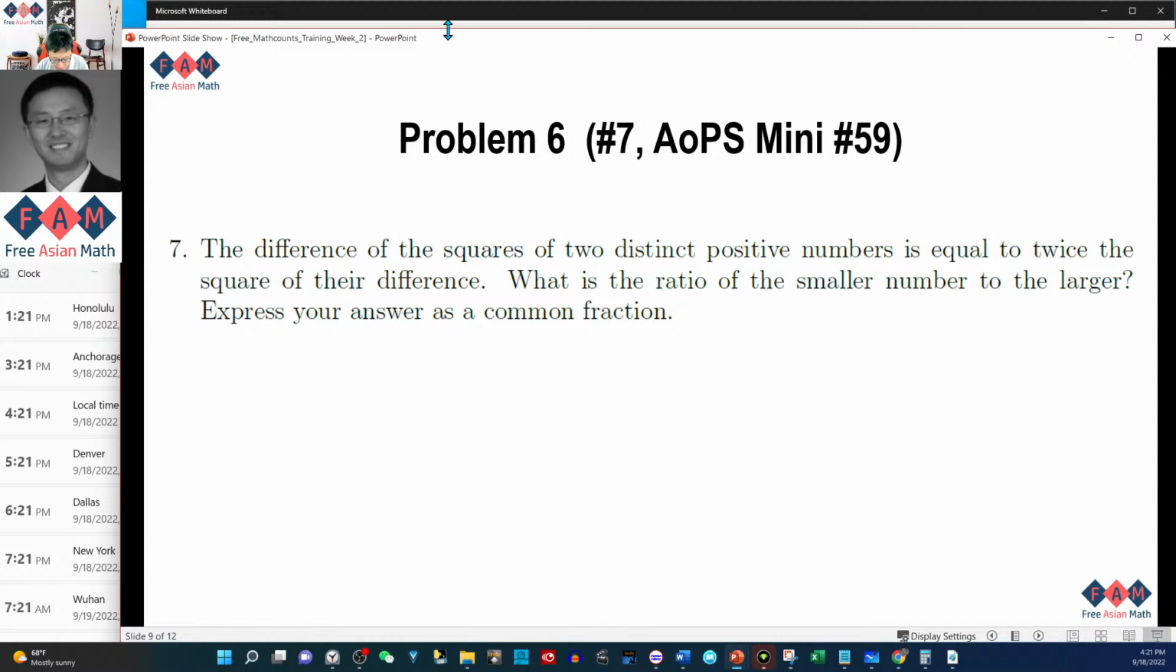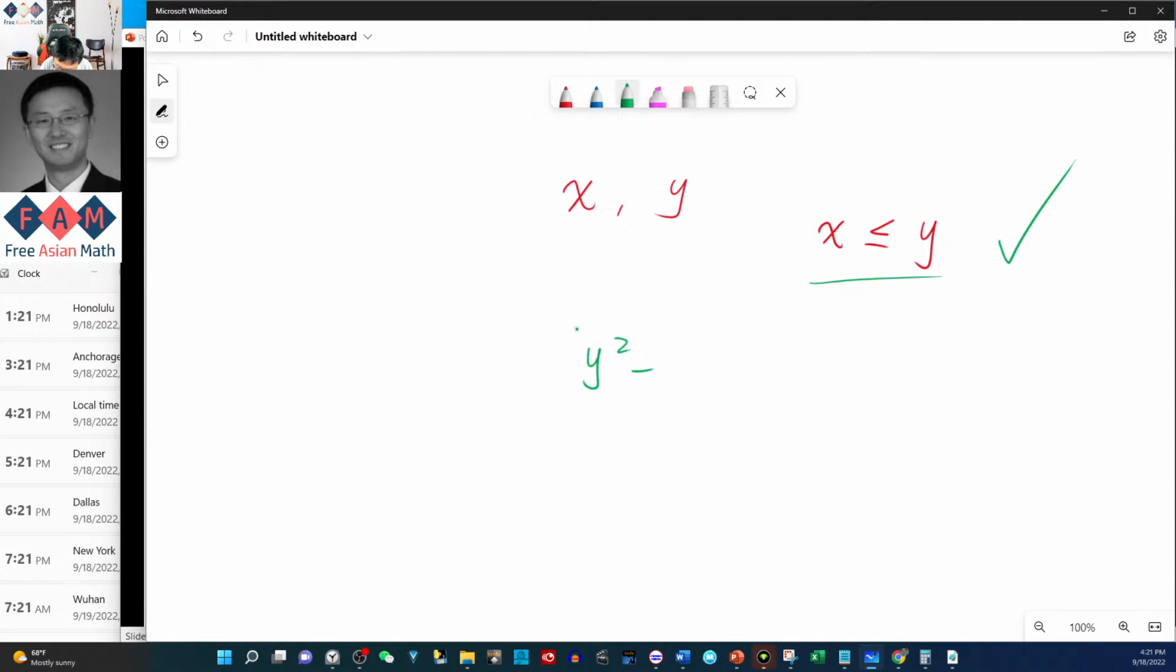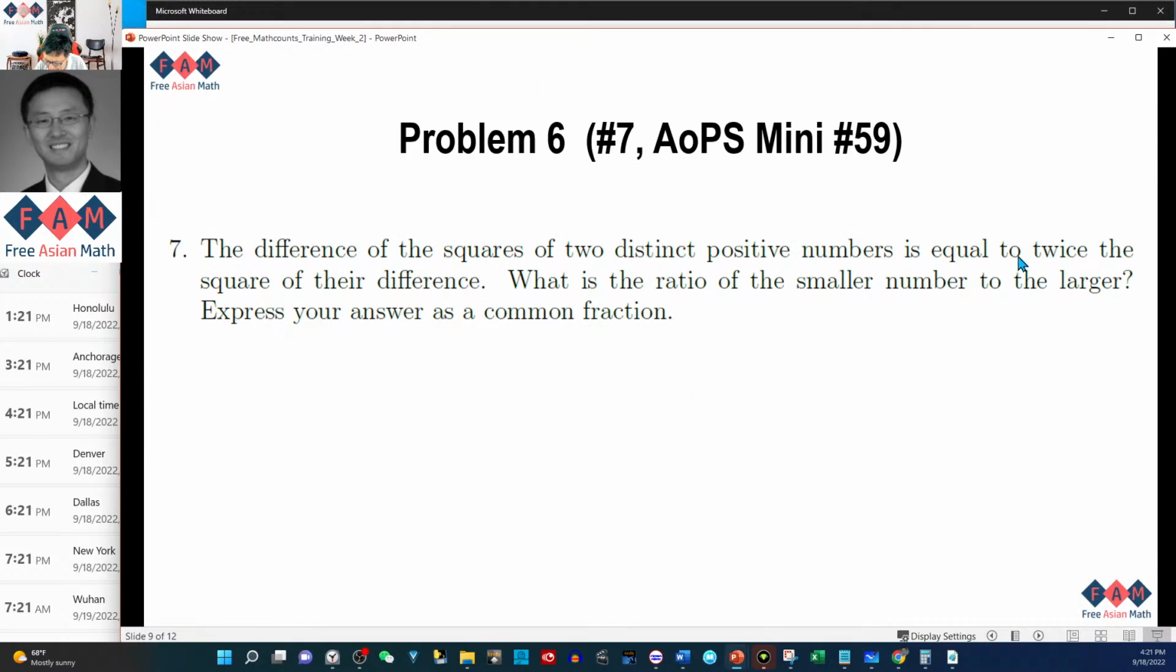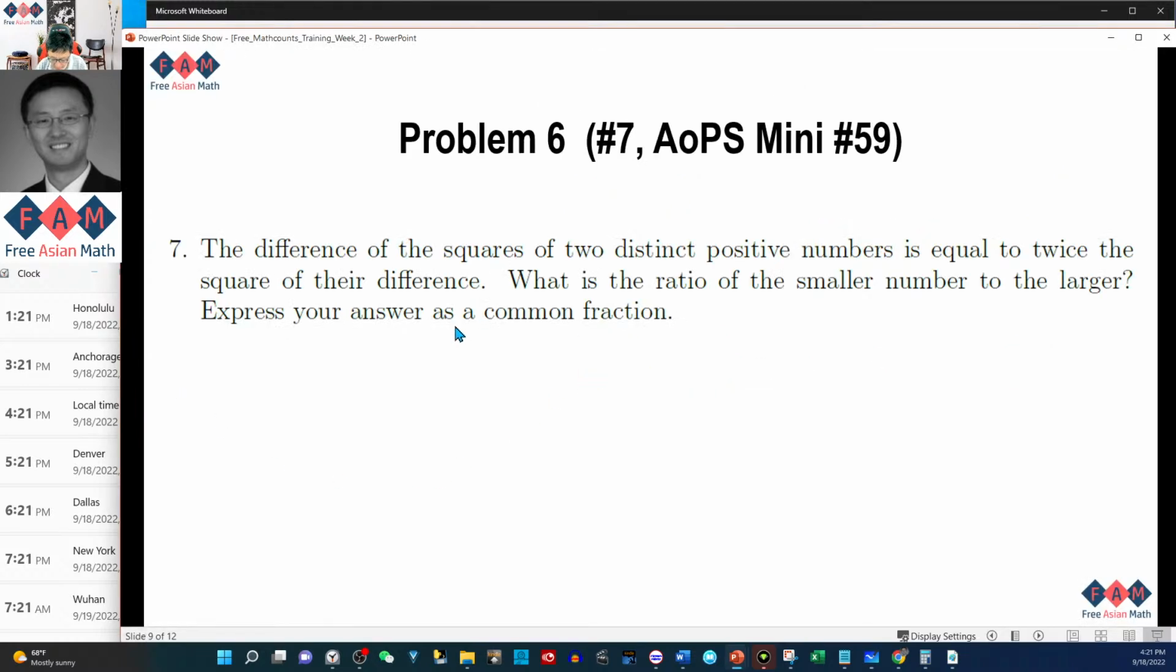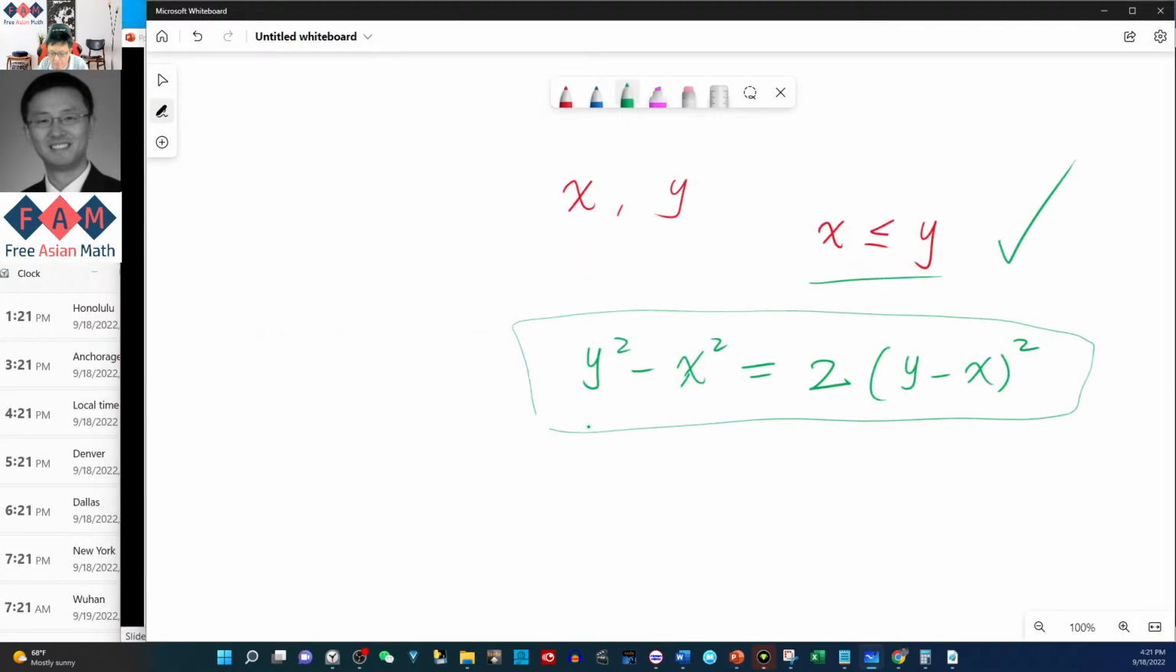So what does the first statement tell you? The difference of the squares of the two distinct numbers. So the difference of squares means y squared minus x squared, because we're already assuming y is the larger one. That is equal to twice the square of the difference. The difference is y minus x, take the square, and then times 2. But this actually exhausts our relationship. That's the only thing we know from this problem, right? The difference of the squares of the two numbers is equal to twice the square of the difference. So this equation exhausts all the information available to us.